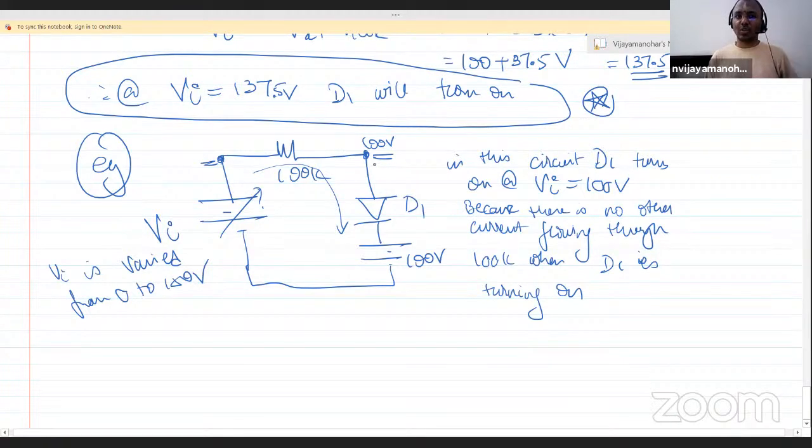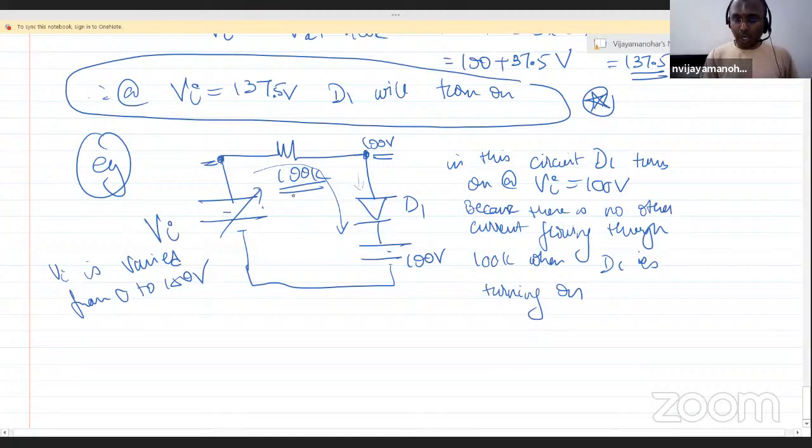Whereas in the previous circuit, there was already a current going in the other path. So even though the diode current was zero, the other path current was 375 microampere, and that current was flowing through 100K, which was causing a 37.5 volt drop. So kindly note, it is not the 100k. Many people get confused that because of 100k there is a drop. Because of 100k there is a drop, but not always. In this circuit also 100k is there, but there is no drop here when D1 is turning on, because the diode turns on consuming zero current.